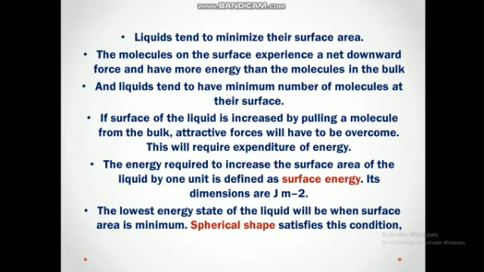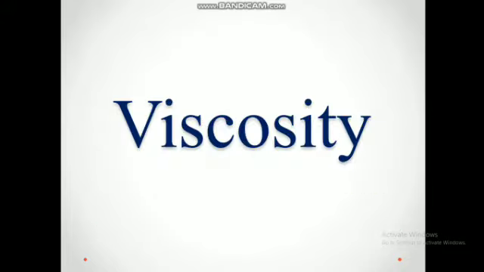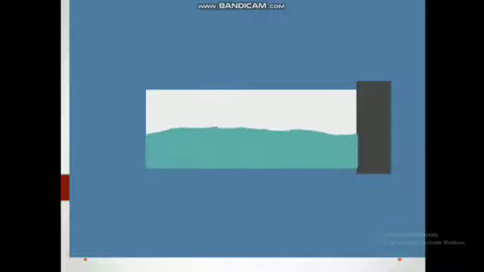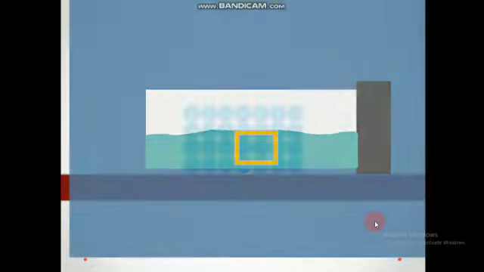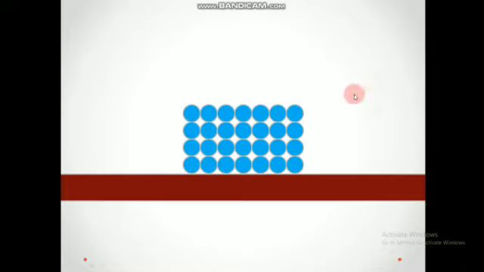Now we will move on to the next property of liquids, which is viscosity. So what is viscosity? You all have seen water flow. And what is actually happening inside it? If we consider a few layers of water which are flowing, what is actually happening in that? We will see that now. Consider the liquid flowing over a stationary object. So I have kept a rod or a stationary object and I am allowing the layers of liquid to flow over it.